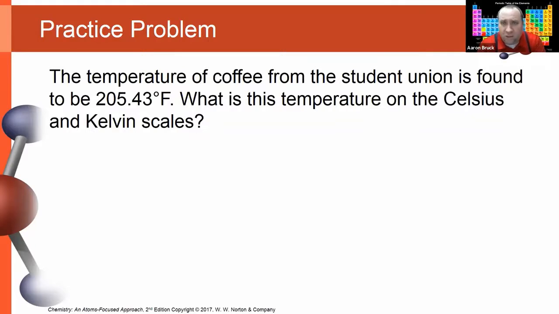So the temperature of coffee from the student union is found to be 205.43 degrees Fahrenheit. First of all, if you're ever served coffee that hot, let it sit for a while. That'll scald the inside of your mouth real good. Second of all, you're asked to find out what the temperature is on the Celsius and the Kelvin scales. So go ahead and hit pause right now. Try to work out that problem on your own, and then come back in a couple of seconds after you've worked the problem and see how you did.